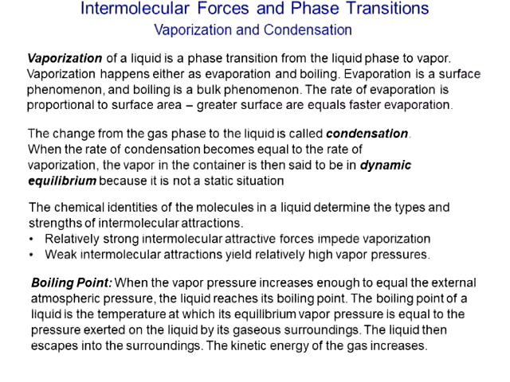Vaporization happens either as evaporation or boiling. Those are the two ways we express vaporization, either evaporation or boiling. Now, evaporation is a surface phenomenon. In other words, it happens at the surface of the liquid. And boiling is a bulk phenomenon.